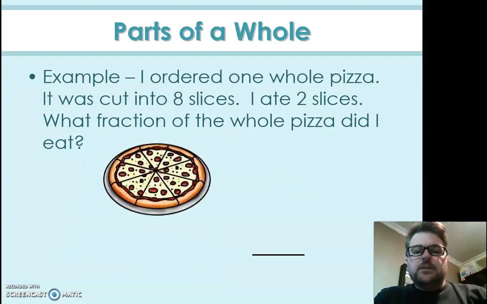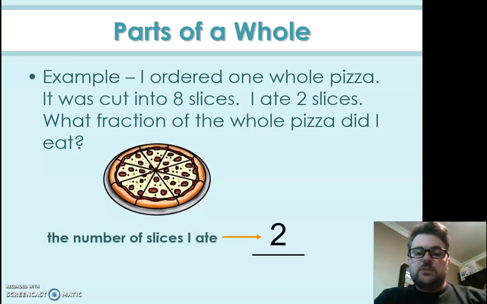Now we get a delicious pizza cut into 8 equal slices. Remember fractions? The fraction pieces are always equal to each other. I ate 2 slices. What fraction of the pizza did I eat? First of all, what were they asking us? They asked us how many slices did we eat? And I said 2, so the numerator must be 2.